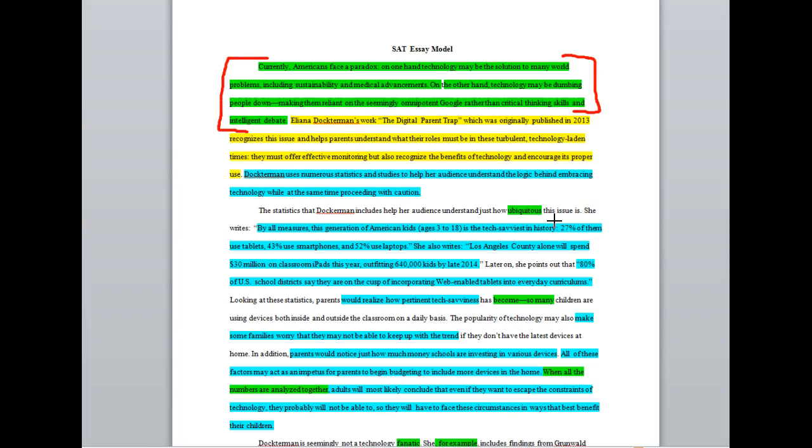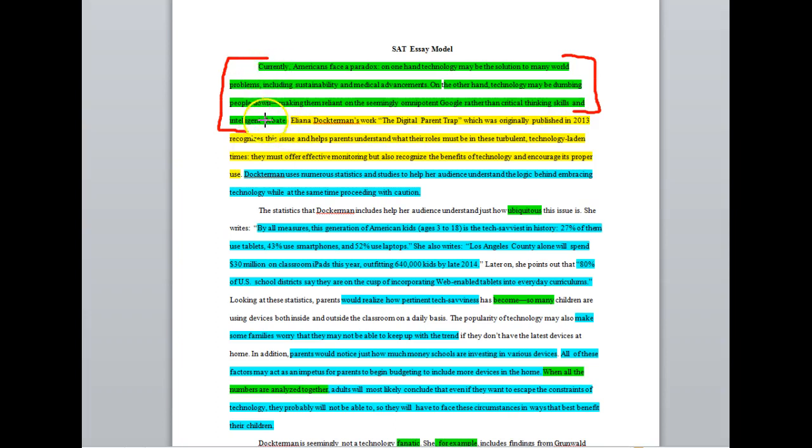So this begins with the problem that The Digital Parent Trap brings up. It says, "Currently, Americans face a paradox. On one hand, teacher technology may be the solution to many world problems, including sustainability and medical advancements. On the other hand, technology may be dumbing people down, making them reliant on the seemingly omnipotent Google rather than critical thinking skills and intelligent debate."